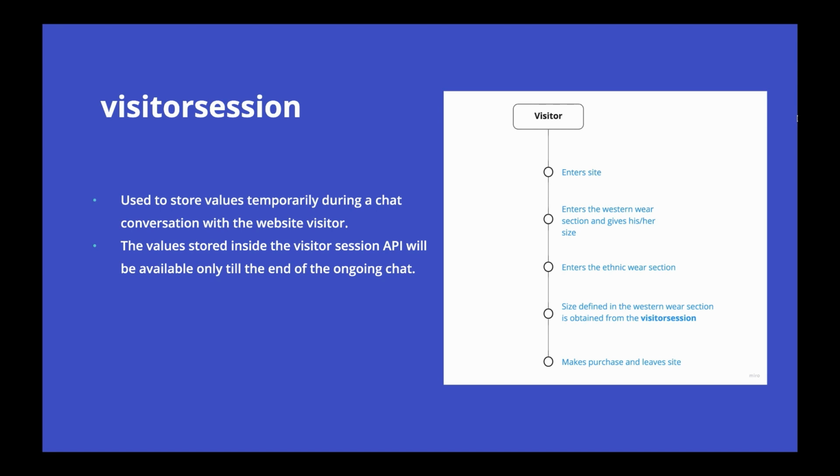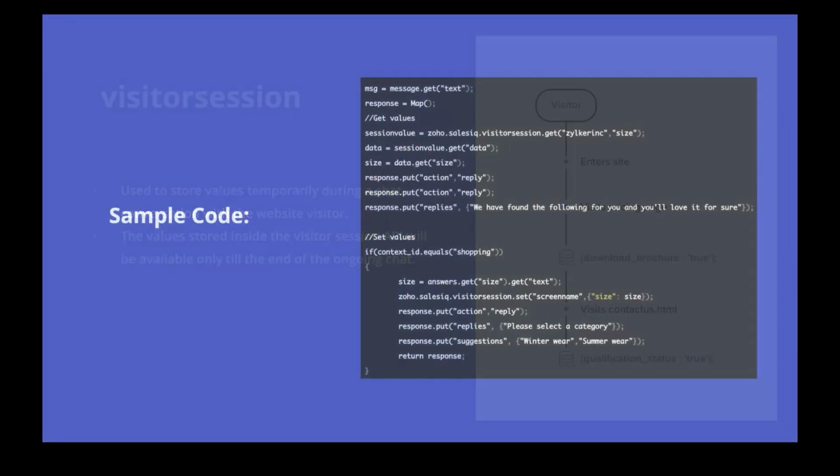Remember that the values that are stored inside the VisitorSession API will be available only till the end of the ongoing chat. All right. As another example, also, assume that you own an online clothing store and there's a visitor on your website. You can get the visitor's size at the beginning of the conversation, and then you can store it in the session and reuse it during a later part of the conversation. Say when he's intending to buy a different category of clothing, you can make use of the size that you had obtained in the first place, and you can display suggestions accordingly. All right. So this is the sample code.